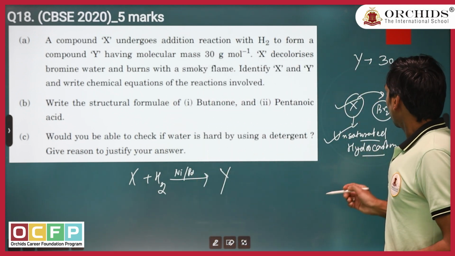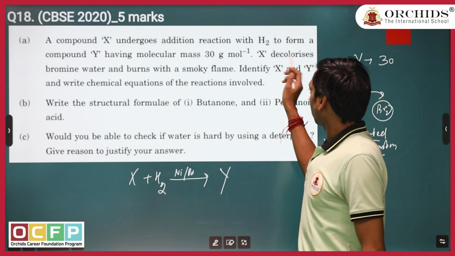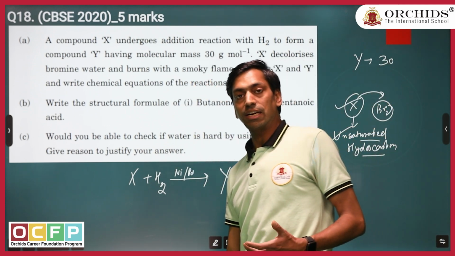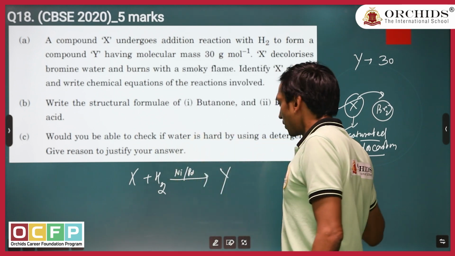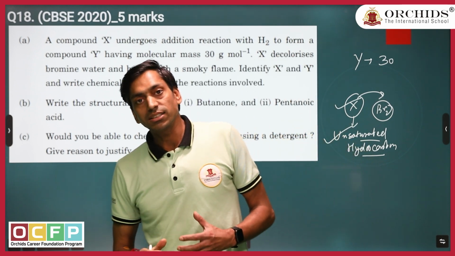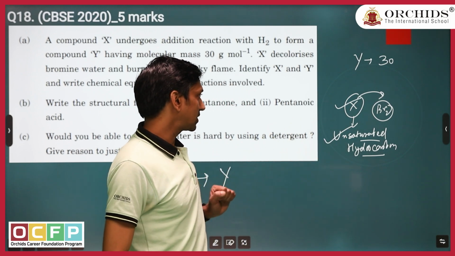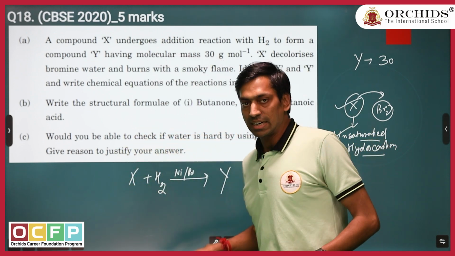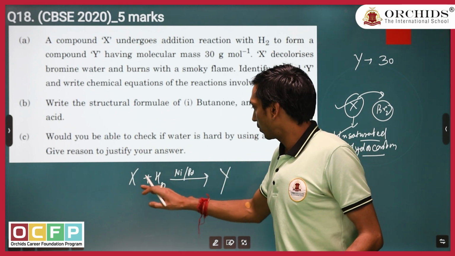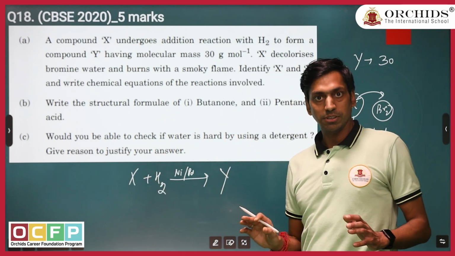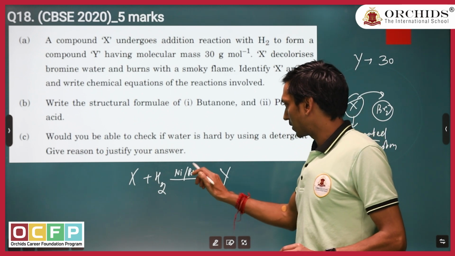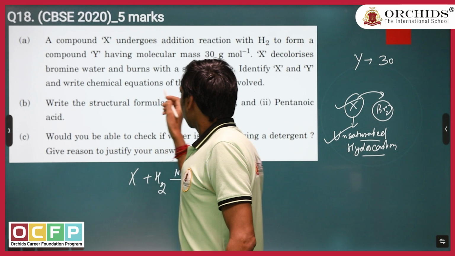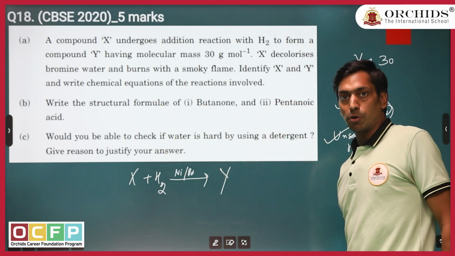Now the second piece of information is the smoky flame, and we know that a smoky flame is produced by incomplete combustion. Which undergoes incomplete combustion? Again, unsaturated hydrocarbon. So it is clear that X is an unsaturated hydrocarbon. And in an addition reaction, an unsaturated hydrocarbon converts to a saturated hydrocarbon by the addition of hydrogen in the presence of a catalyst, nickel. Identify X and Y and write the chemical equation of the reaction involved.